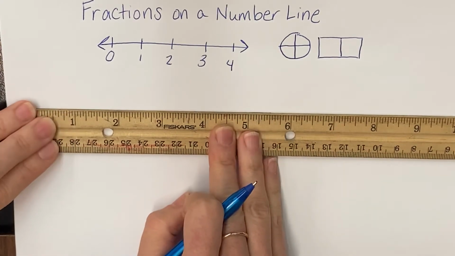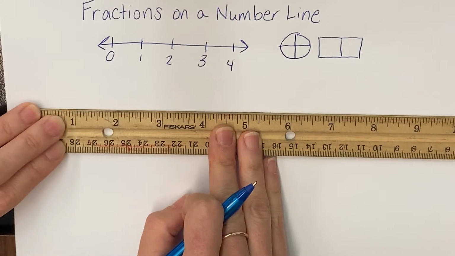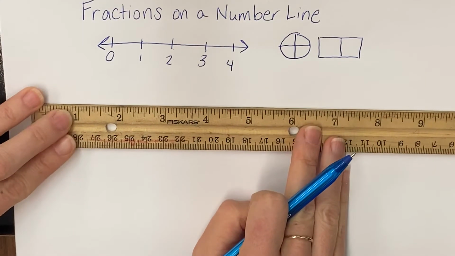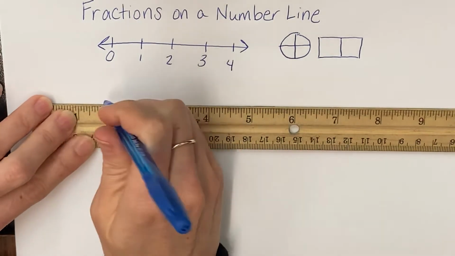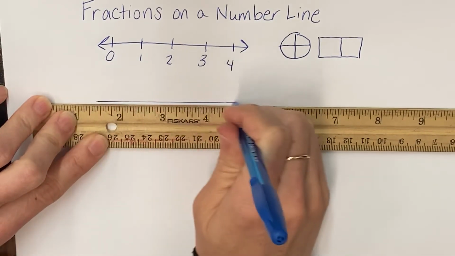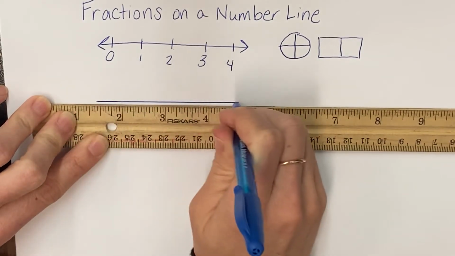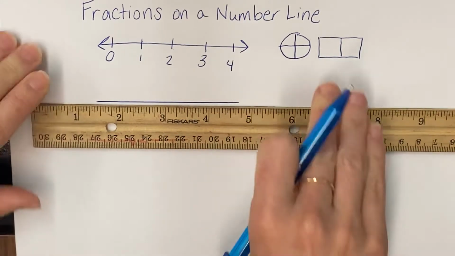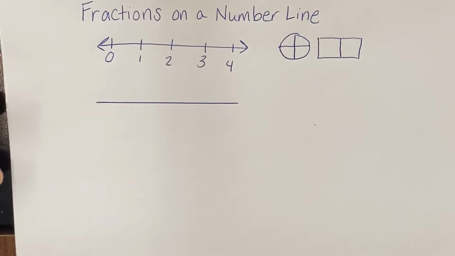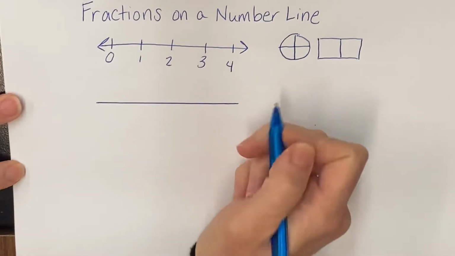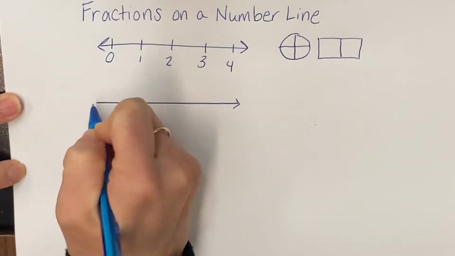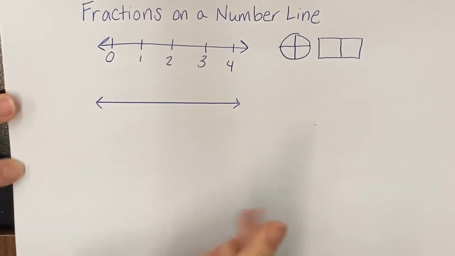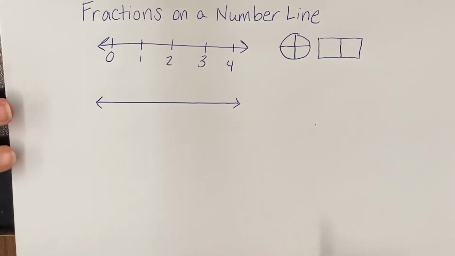I'm just using this ruler to draw a straight line. I'm not using it to measure anything, okay? This lesson is not about really how to measure things, it's just how to draw a number line with fractions. So I just use it as a straight line. So first thing, we're going to draw a line and put arrows on each end. That's showing that it extends infinitely in both directions.